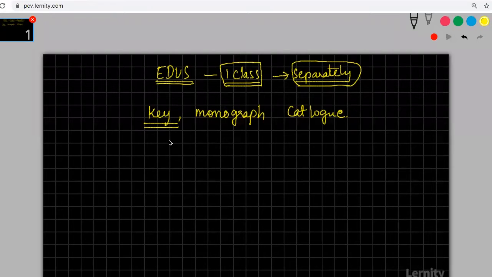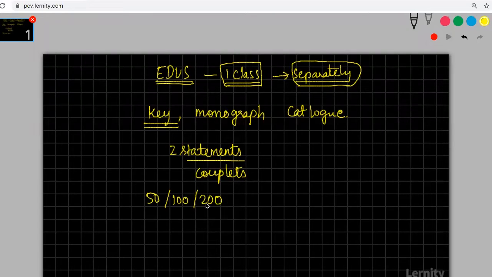I will create keys which are made up of two statements. Keys will have many two-statement units, which we call couplets. You will not have just one couplet; you will have like 50 couplets or 100 or 200, many couplets to identify one particular species. You can decide the number of couplets depending on the detailing that you need to give.